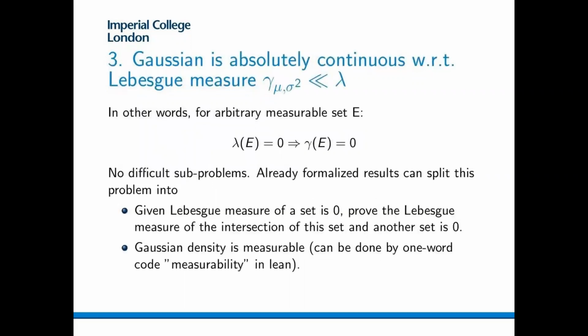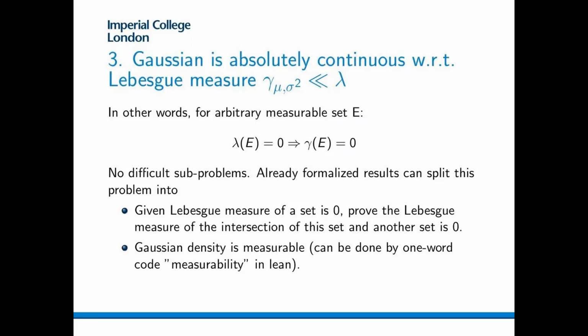And then comes the third theorem, which is to prove that the Gaussian measure is absolutely continuous with respect to the Lebesgue measure. In other words, what we need to prove is that for an arbitrary measurable set E, if we are given that the Lebesgue measure of the set E equals 0, then the Gaussian measure of E also equals 0.